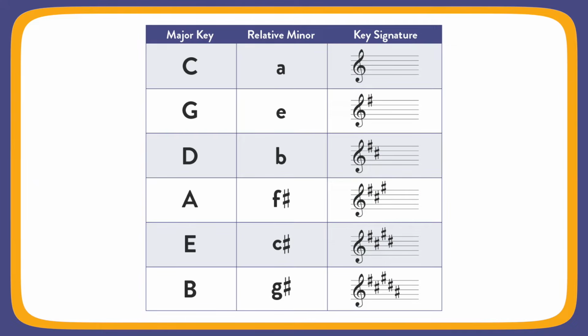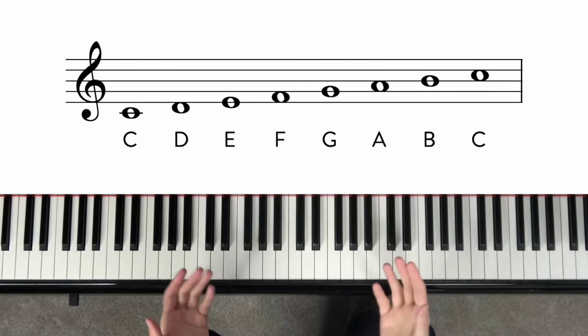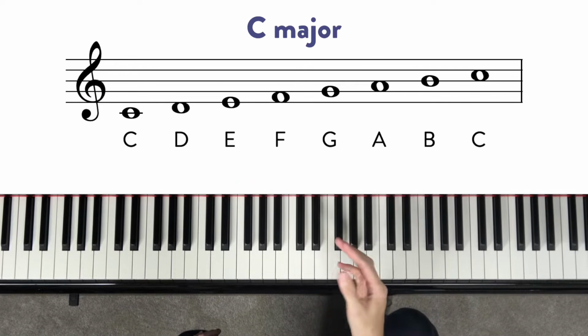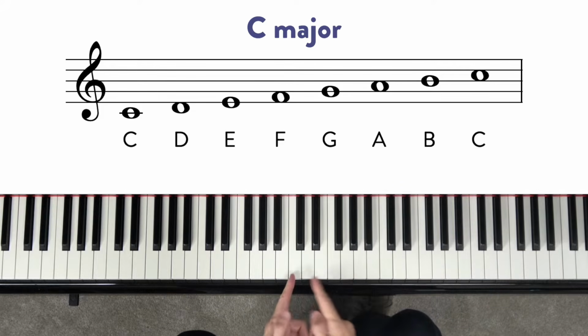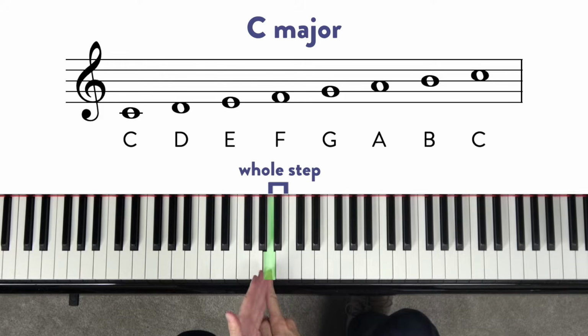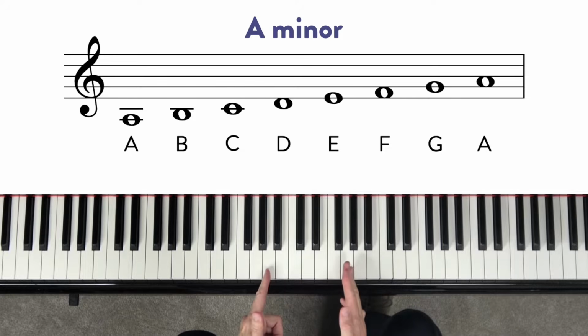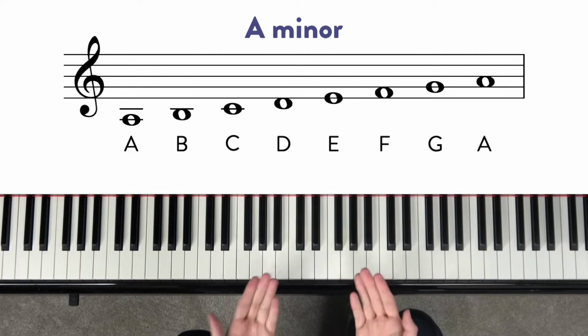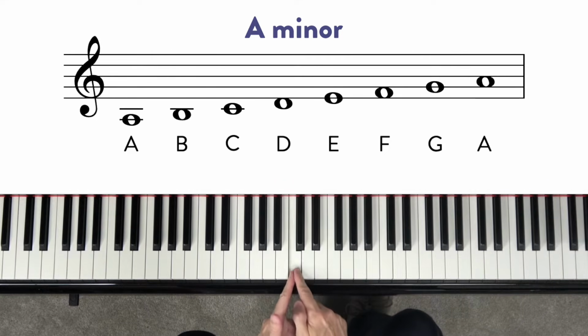The only difference is that the starting note for the relative minor is 2 steps down. For example, C major uses all the white keys from C to C. To find the relative minor of C major, simply step down a half step plus a whole step. We land on A. So A minor is the relative of C major. To play A natural minor, we use all the same pitches we used in C major. The only difference is that now we start 2 steps below on A.